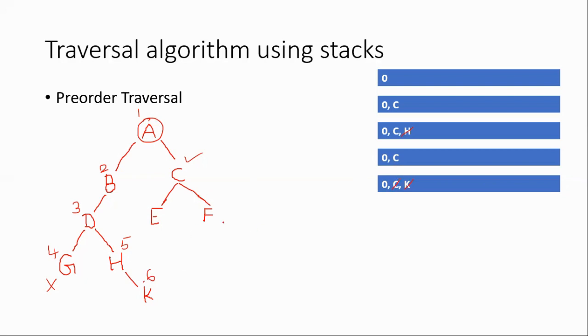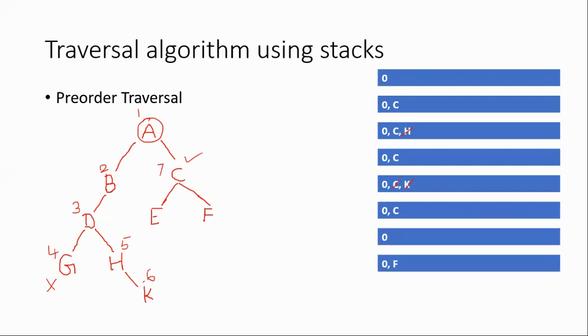As C is popped from the stack, C will be processed. That is the seventh node that we are going to process. As C is processed, it understands that there is a right child for C. What is the right child for C? The F. Okay. So F will now be loaded onto the stack.